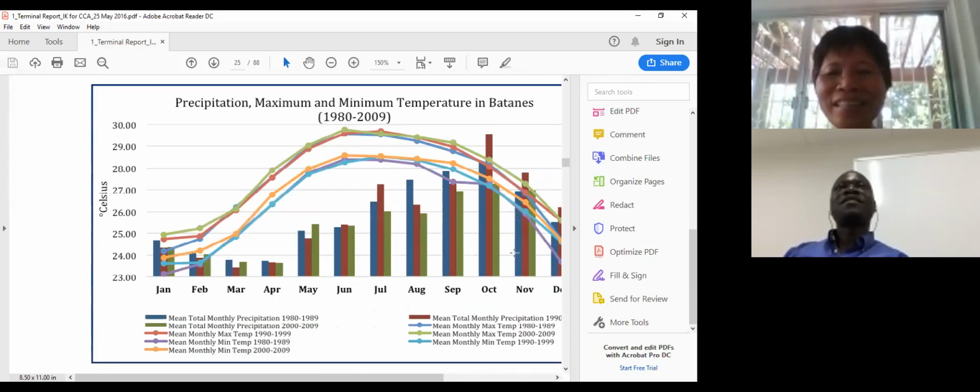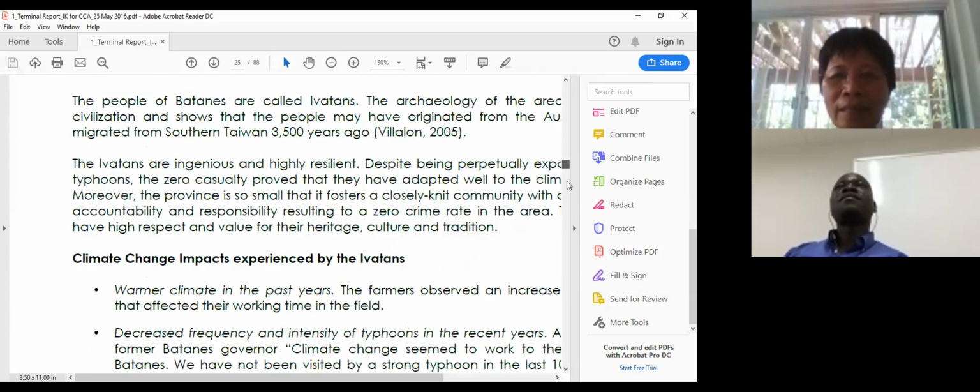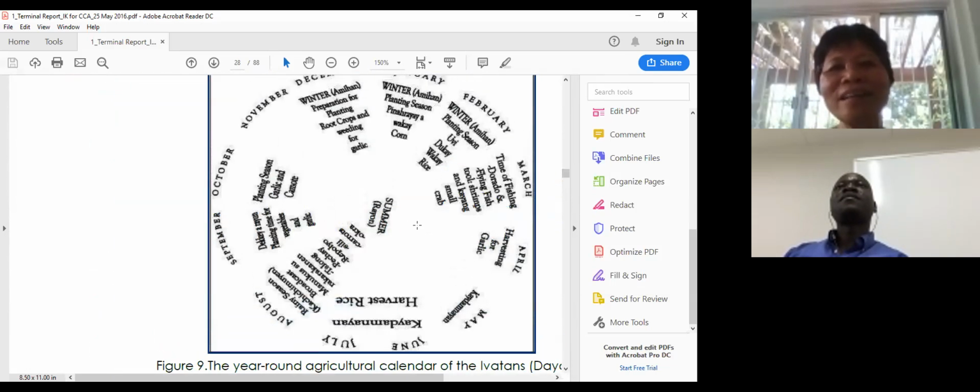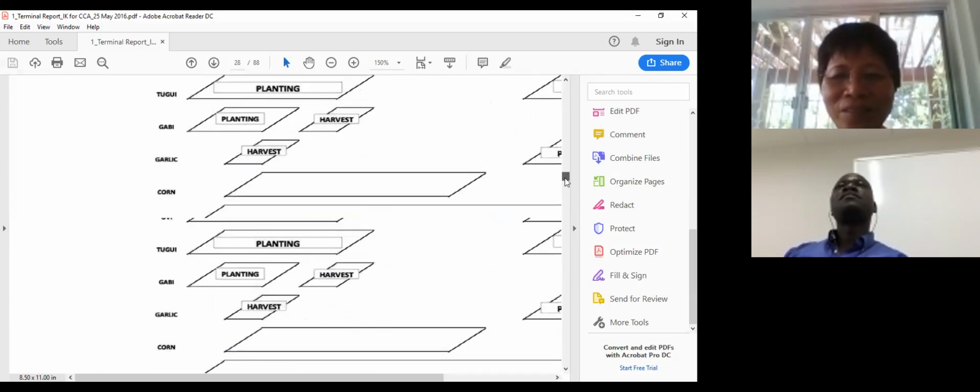Right. This is the different climate change that we have for each province that we studied, how it changes over time. And then this is the agricultural calendar that they have. I don't know how you could use it during summer, winter. This is their calendar. Time of fishing. Planting season is in February. Planting season, amihan. Preparation for planting and so forth. This is a calendar that they use.